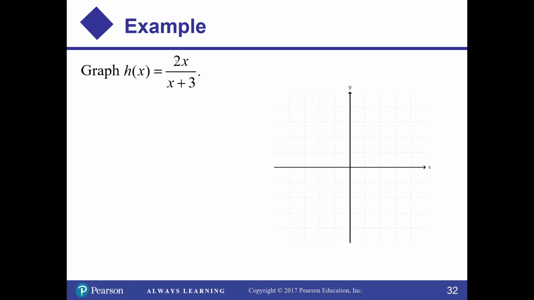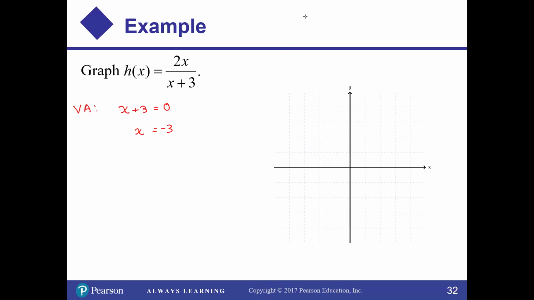So this first example is 2x over x plus 3. The first thing I'm going to look for is vertical asymptotes. We can already see that we will not be sharing the same zeros, because the top is 0 at 0. The bottom is 0 when x is equal to -3. So that tells me where one vertical asymptote exists. So we'll have one over here.